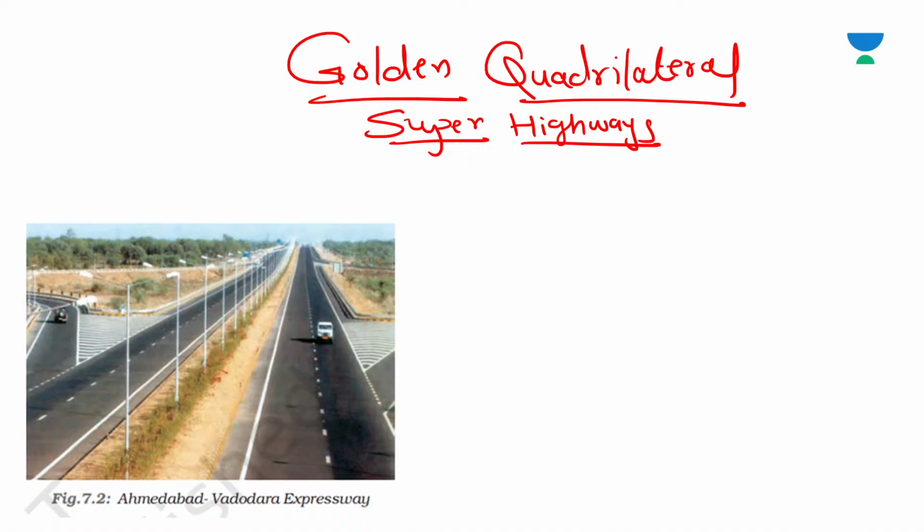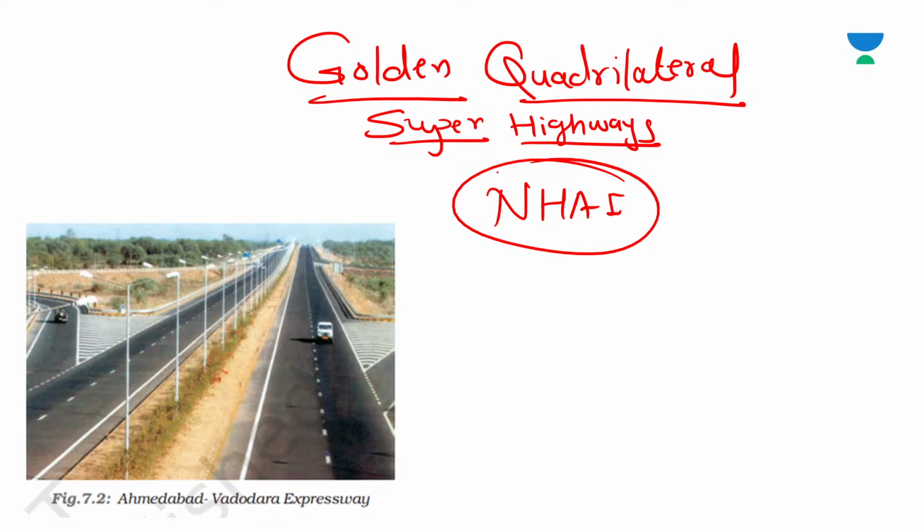The major objective of these superhighways is to reduce the time and distance between the mega cities of India. These highway projects are being implemented by the National Highway Authority of India, NHAI.